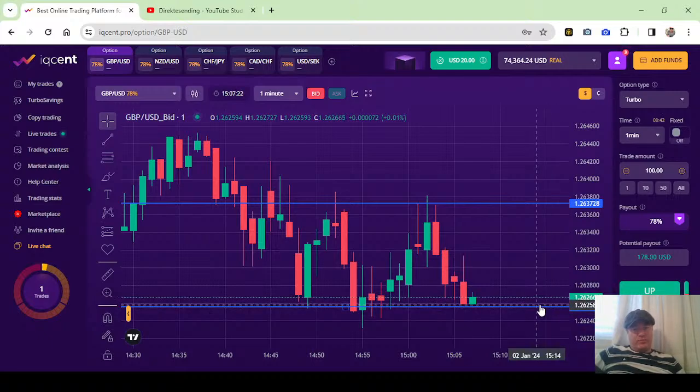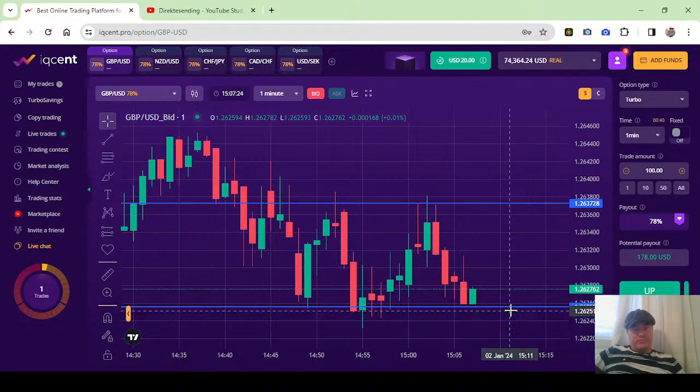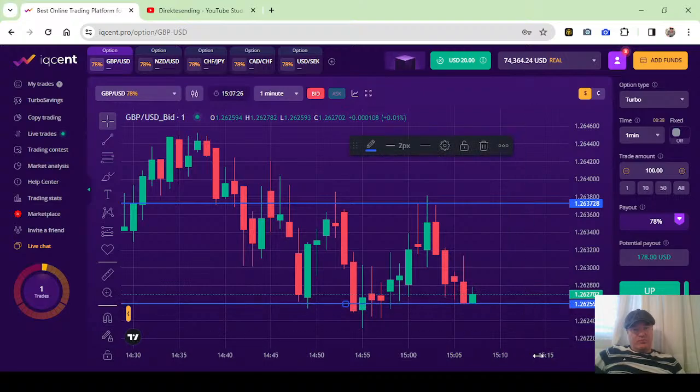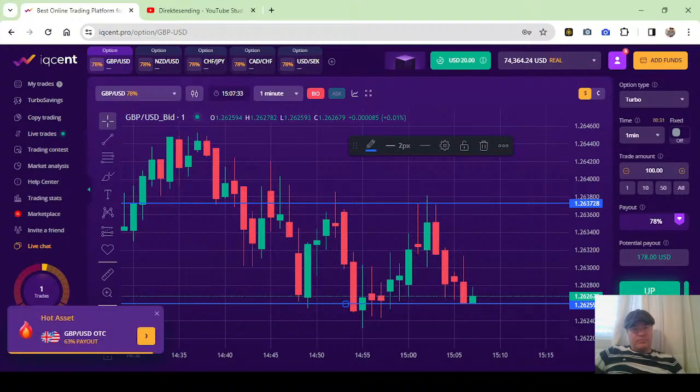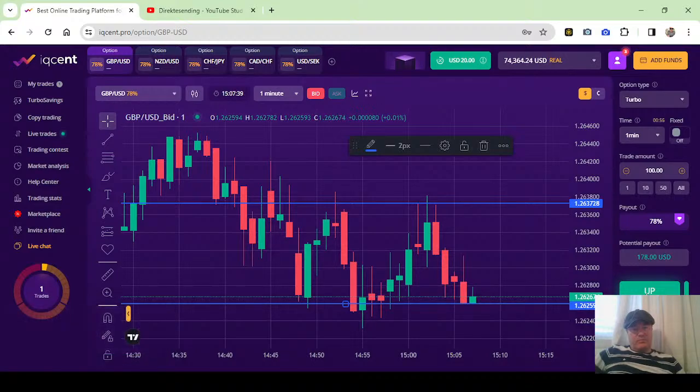Looks like he stopped around there. Maybe we move a line there. Let's see. For now, no trade for support and resistance. We have just 15 minutes left.